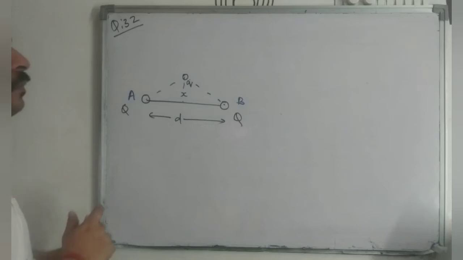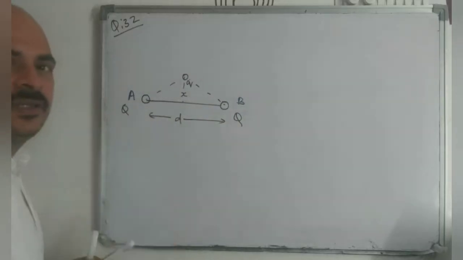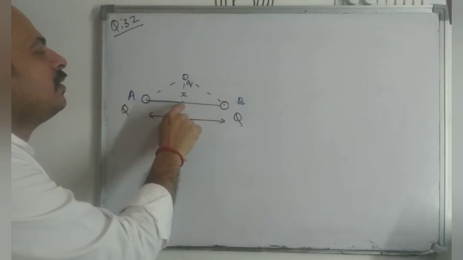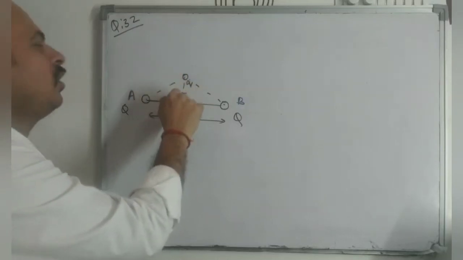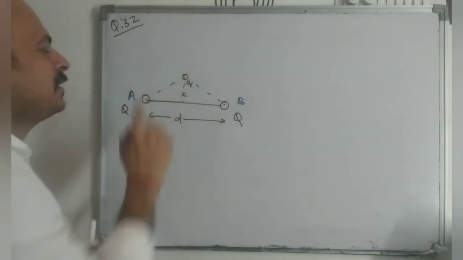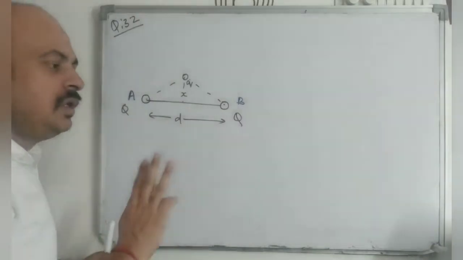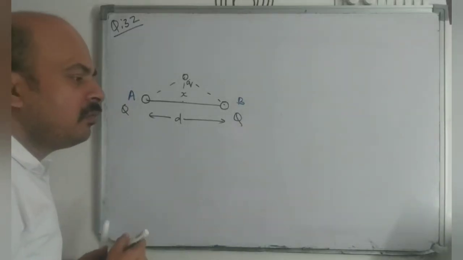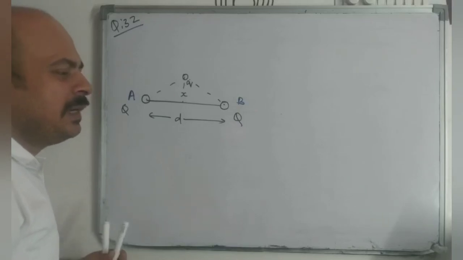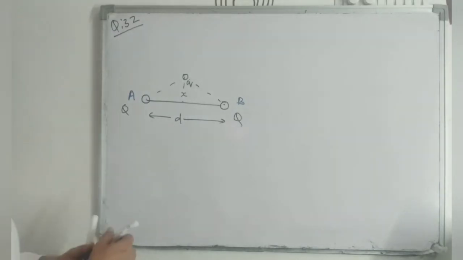Question number 32. Two charges, capital Q each, are placed at a distance d along the x-axis. A particle small q is placed slightly above, along the y-axis, in the direction of the perpendicular bisector, at a distance x. Now you have to calculate the total force. So there are 3-4 things asked in that problem. Number 1, if it is displaced through a displacement x perpendicular to this, calculate the electric force experienced on it.